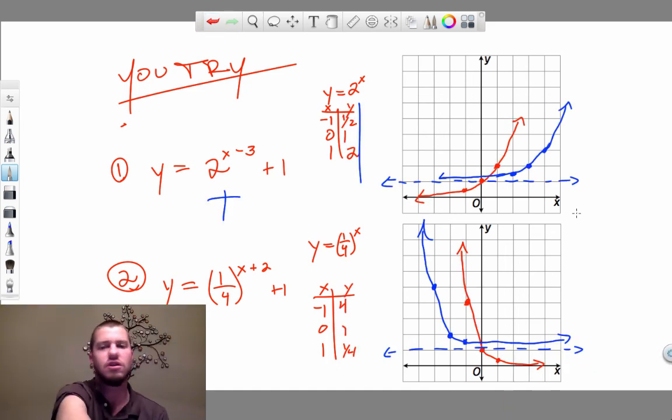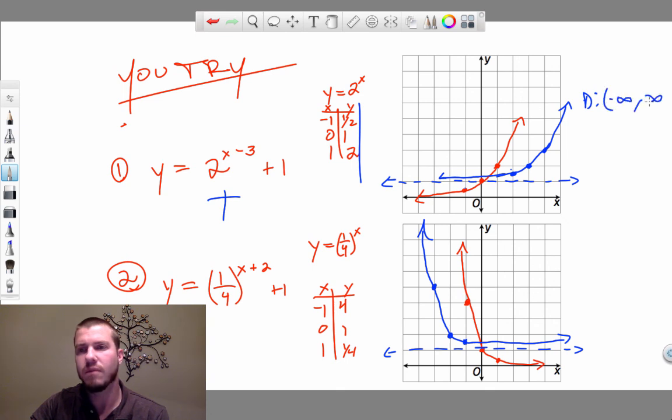Okay, so here's what it should look like. All 3 of these points were shifted right 3 and up 1, so you would have this graph here. All 3 of these points were shifted left 2 and up 1. Now for my domain and range, my domain here is still all real numbers. My range is from the asymptote to infinity. My asymptote is at 1, so from 1 to infinity, and they're both parentheses.